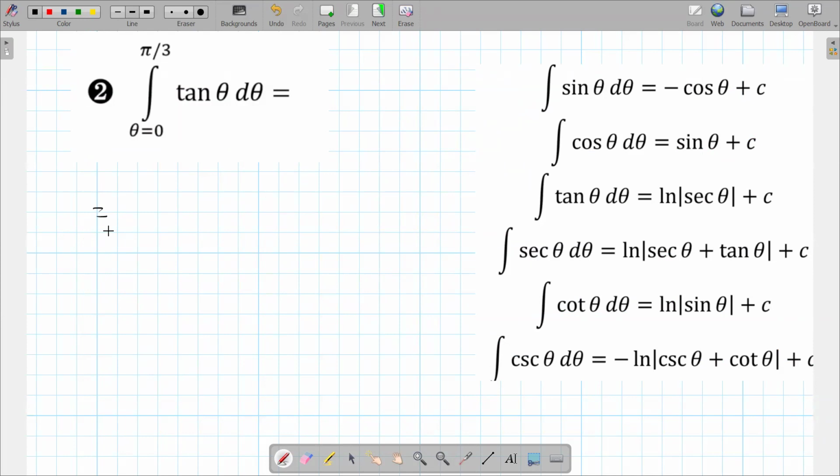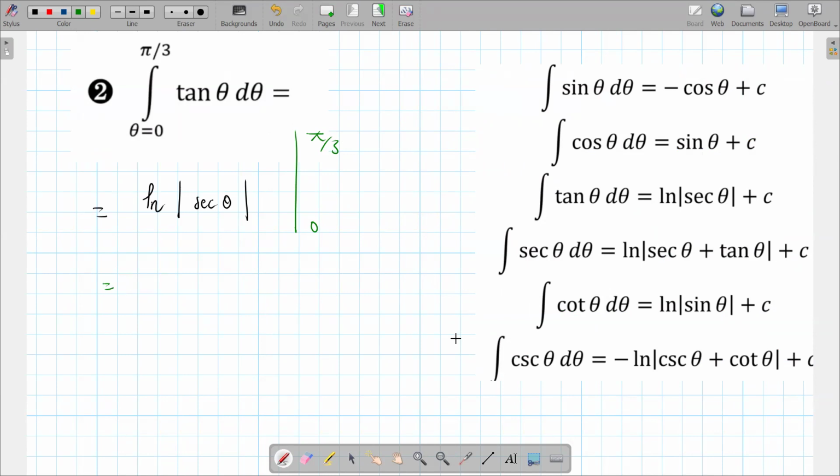It's on the right side. Remember, the derivative is sec squared. What's the integral? It is ln of sec theta. Do you agree? And then here our angles are 0 and pi over 3. There's no plus C here because this is a definite integral.